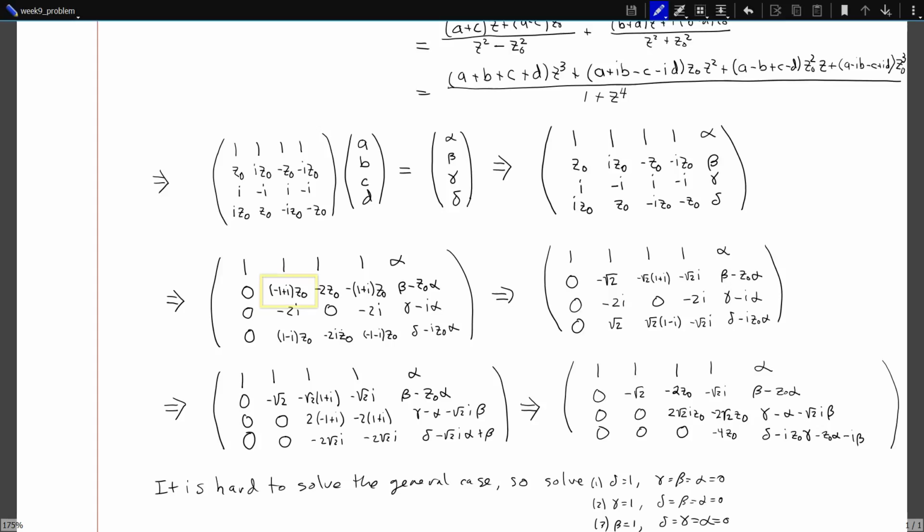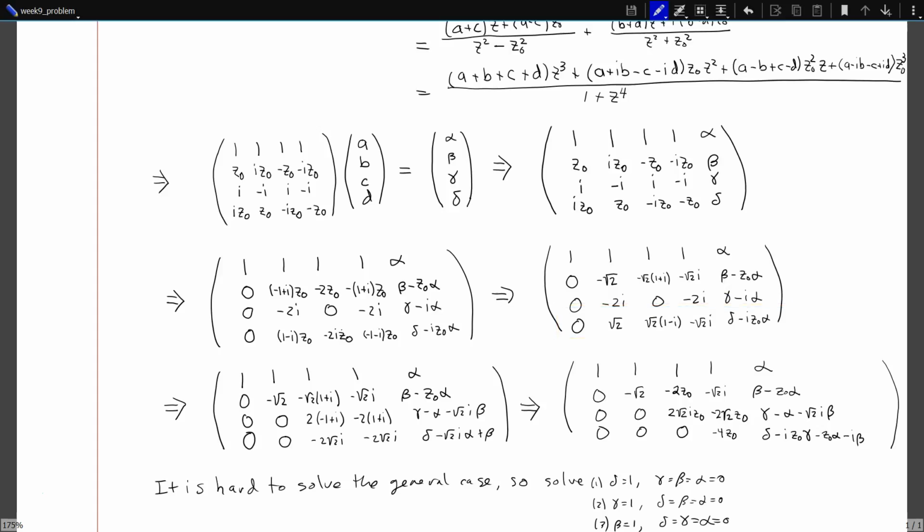What is minus 1 plus i times z0? Remember, z0 is 1 plus i divided by square root of 2. So minus 1 plus i times 1 plus i is equal to minus 2 divided by the square root of 2. That equals minus square root of 2. And similarly, I can simplify the rest of that row in the way that you see simplified, and I do the same thing with the fourth row. The third row is already in a fairly simple form, so there's nothing I'm going to do with that.